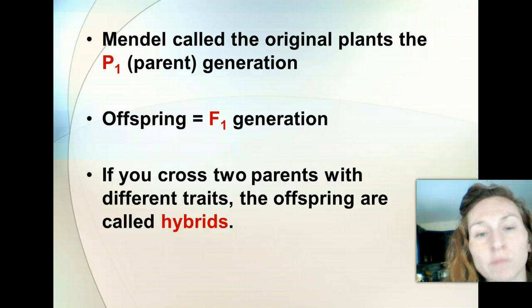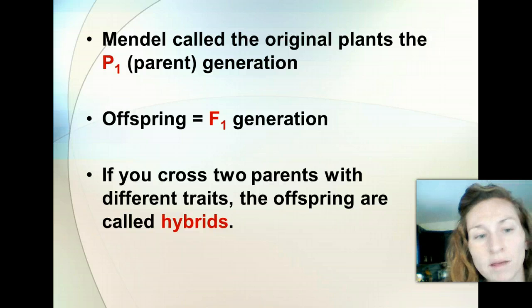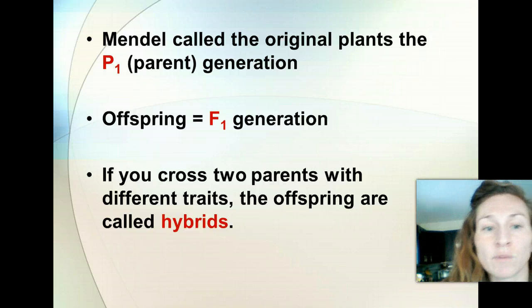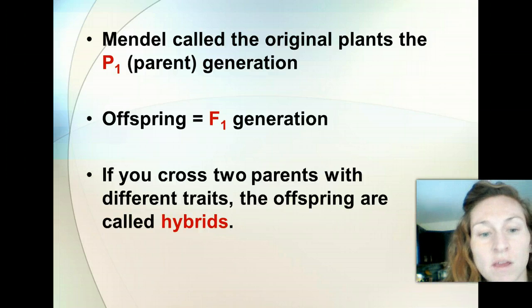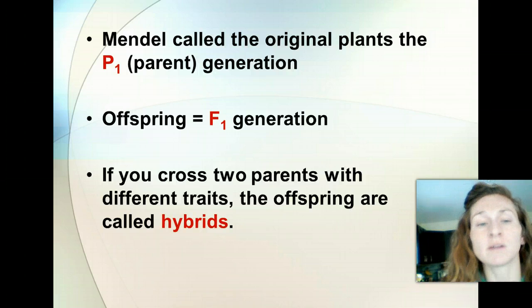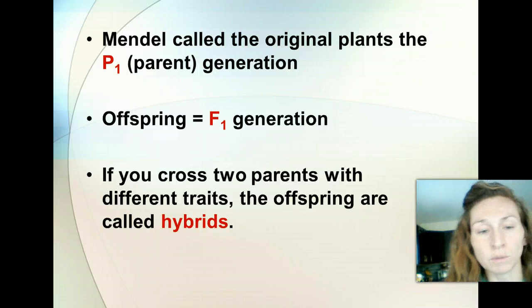Now, Mendel called the original plants that he started with the parent generation, or P1. And then your offspring, or basically the plants that come from those parents, are known as the F1 generation. If you cross 2 parents with different traits, the offspring are going to be called hybrids because they're getting a mix. So if we had tall and short plants, and you bred them together, then you would have a hybrid.